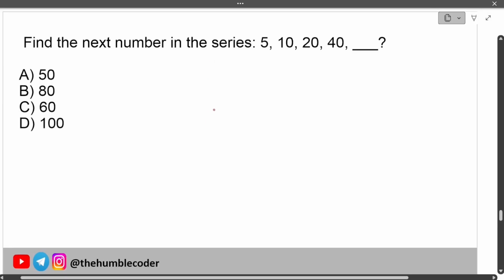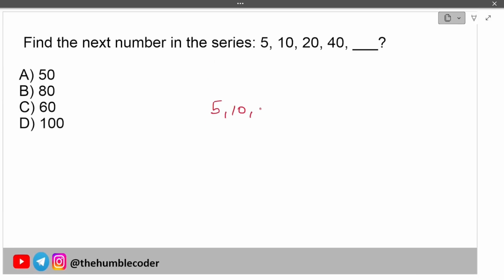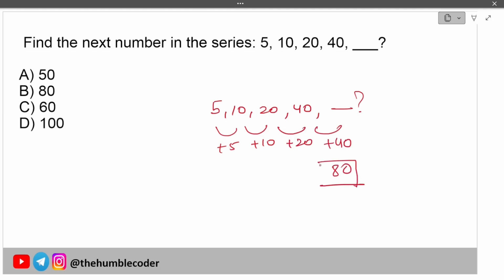Find the next number in the series. So we have been given a series 5, 10, 20, 40. So what is the next term in this one? So let's try to find out. 5 to 10 is what? Plus 5. 10 to 20 is plus 10. 20 to 40 is plus 20. So clearly the difference is doubling every time. Initially the difference was 5, then 10, then 20. So this time it is going to be 40. So we have 40 and this plus 40 will give us 80. The correct answer for this question is 80. So option B is the correct answer.